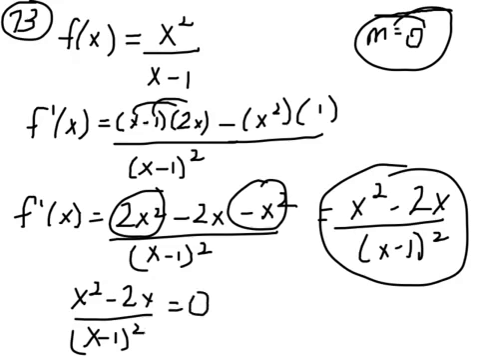Now if you think about it, the denominator really doesn't come into play here, because what determines if the function is going to be equal to 0 is the numerator. So what I really got to do is set the numerator equal to 0. So what I'm looking at is x squared minus 2x is equal to 0.